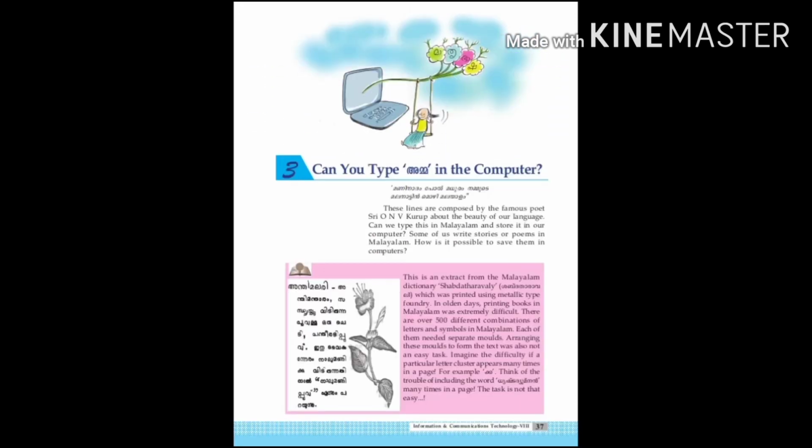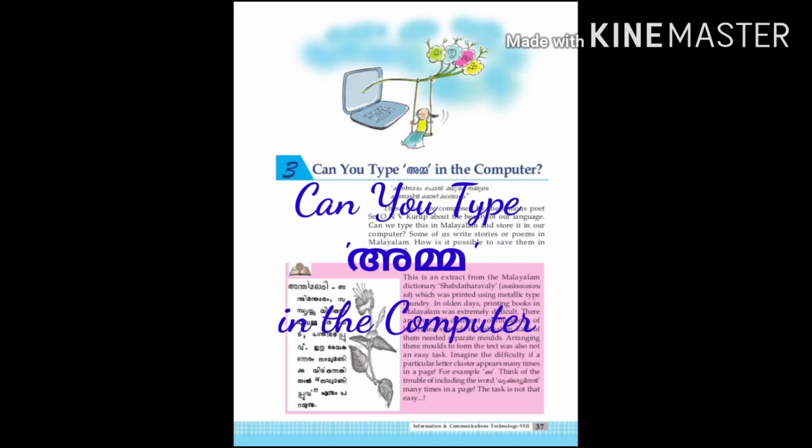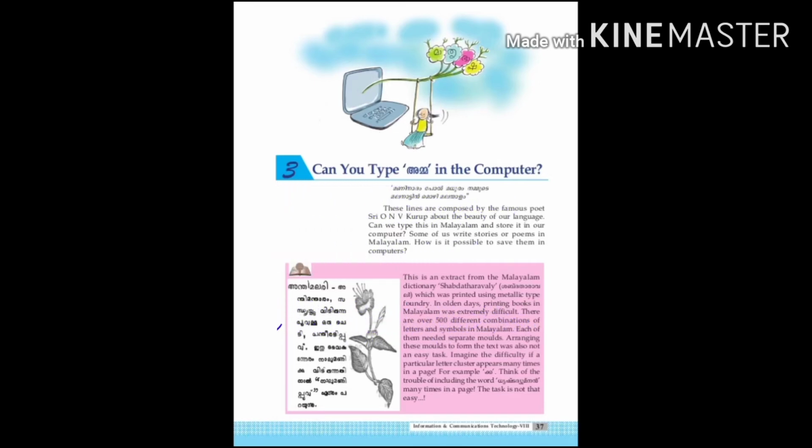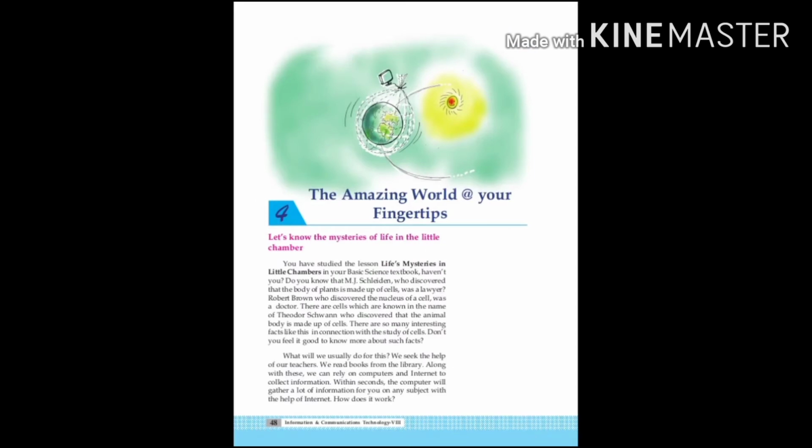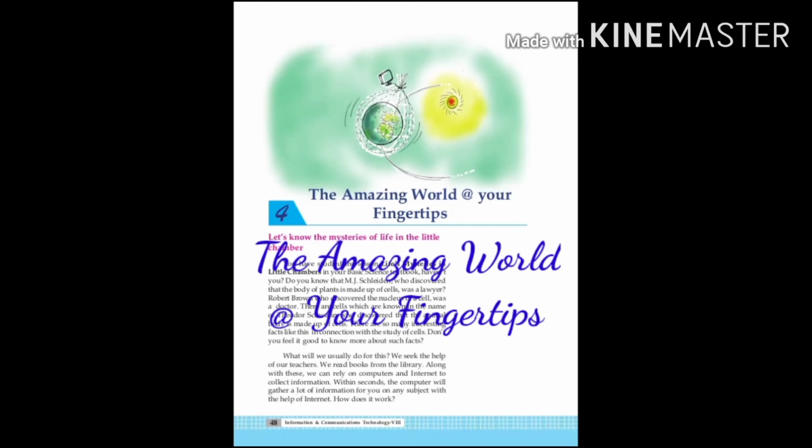Next, we will study to type in our mother tongue, that is Malayalam. Using the same finger position we learn to type in the first chapter. So the third chapter is Can You Type Amma in the Computer. Now we are watching the classes using smartphones. What is the facility that helps us for it? Yes, it is the internet. Then our fourth chapter is The Amazing World at Your Fingertips.